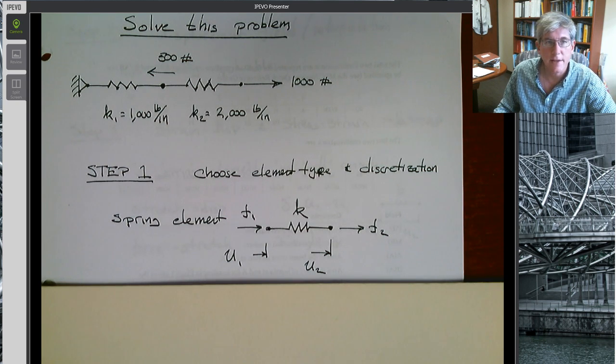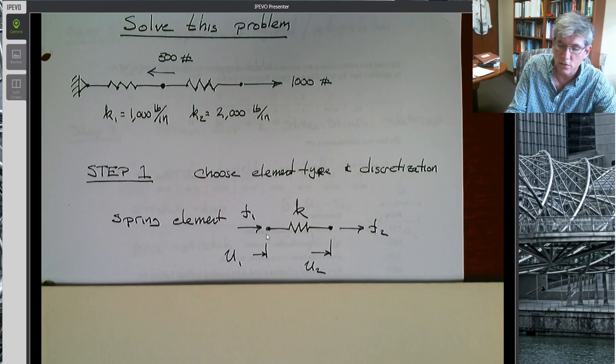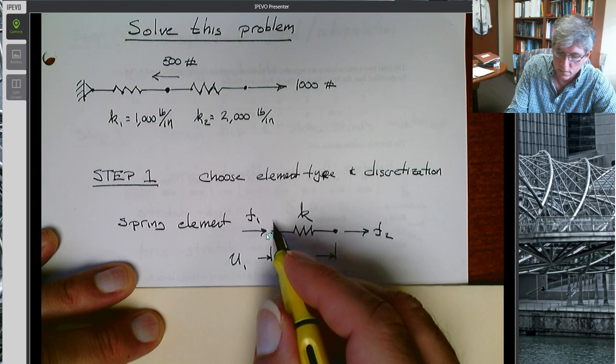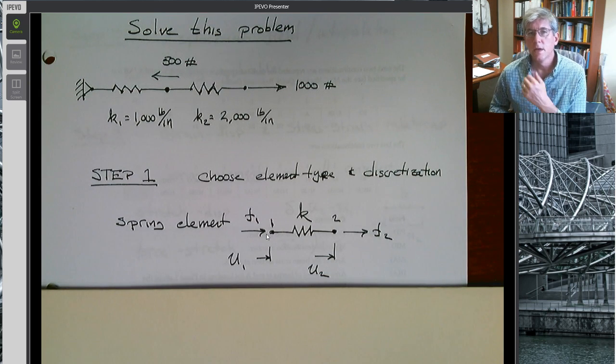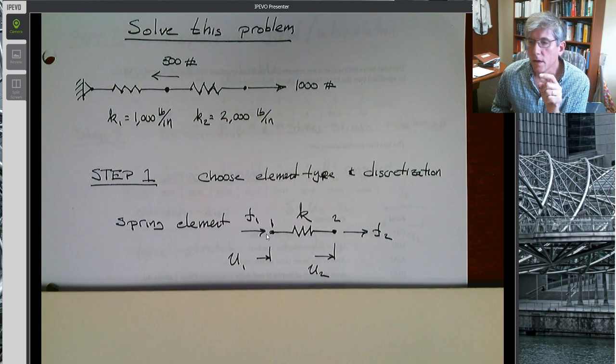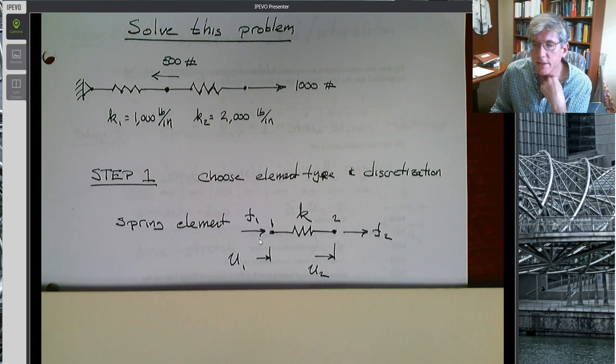We have 2 nodes that are attached by this spring element. The spring element has a stiffness K, and we can define a displacement at the 2 ends of the spring element, U1 and U2. So you can imagine these are going to be nodes 1 and 2 of this element respectively. Now, we also have external forces applied to these nodes of the spring element, at node 1 and node 2.